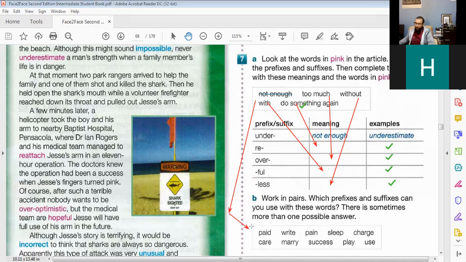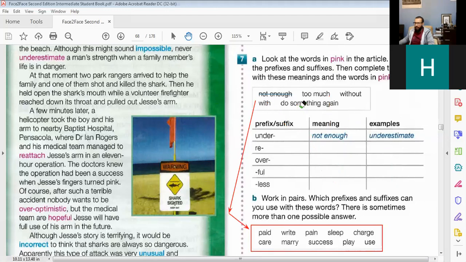And there's more than one possible answer if you see what the question says. The question says, which prefixes and suffixes can you use with these words? There's sometimes more than one possible answer, so try to think of as many as you can.